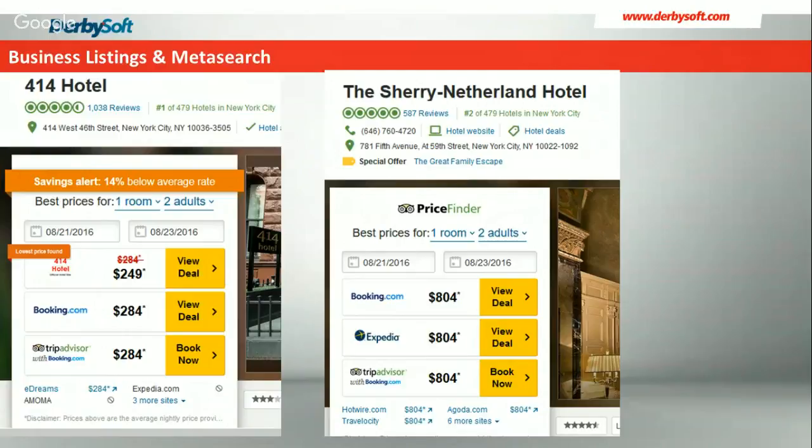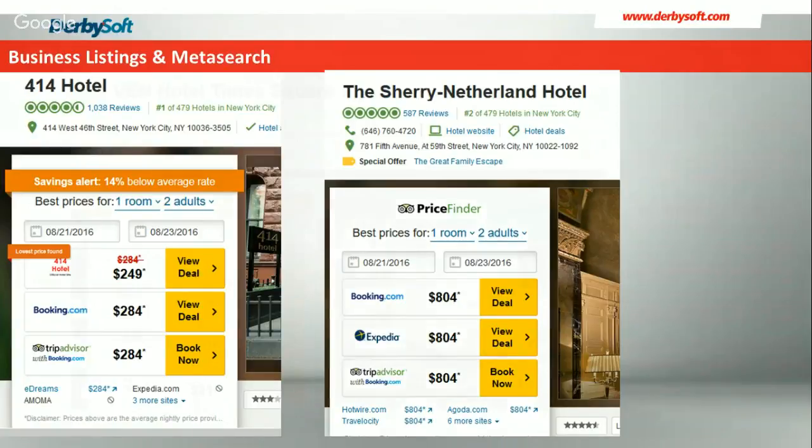Well, what's the difference? Over on the right-hand side here, we see the Sherry Netherland Hotel, the #2 hotel on the market. And the difference you see between them is that the latter has a phone number, a hotel website, and a little link there for hotel deals. Now, one other key point of difference between these, you'll see the 414 Hotel takes the top spot down below when we get into the Metasearch part of it, whereas the Sherry Netherland Hotel does not.